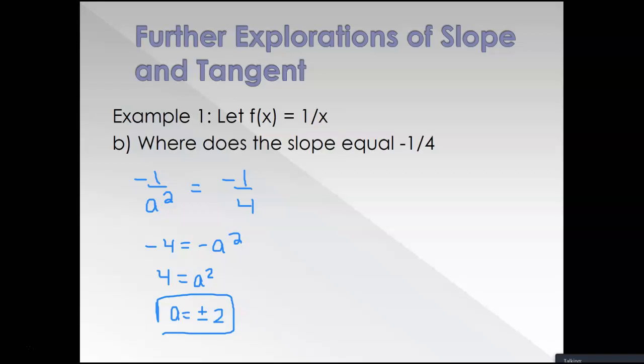So the slope will equal negative 1/4 when a is equal to positive or negative 2, which on f is the coordinate point negative 2, negative a half, or 2, a half. So where does the slope equal negative 1/4? At negative 2, negative a half, and 2, a half.